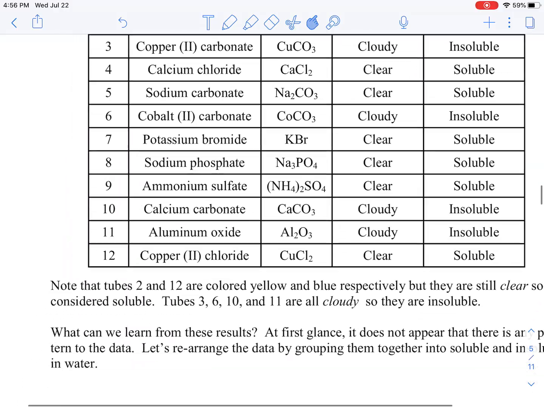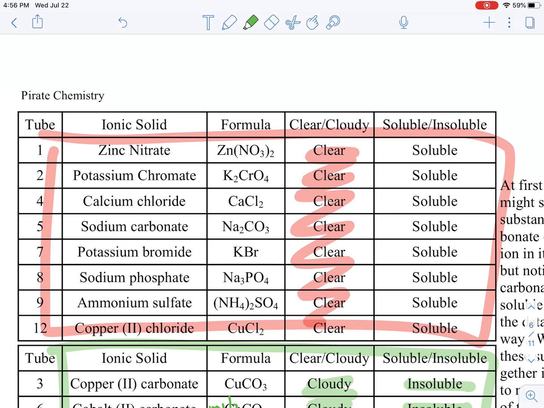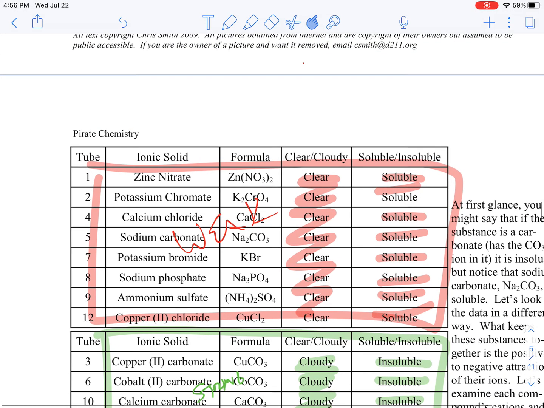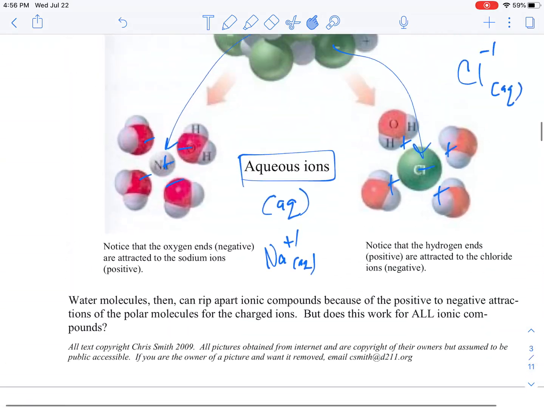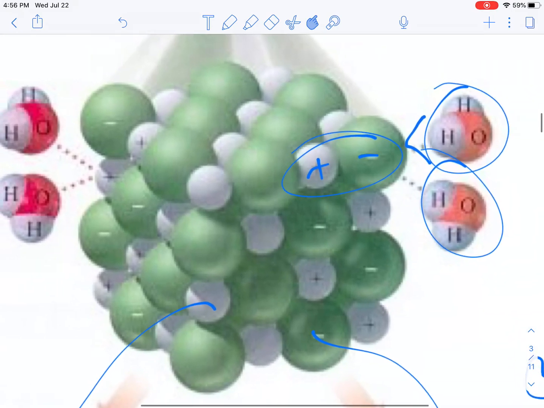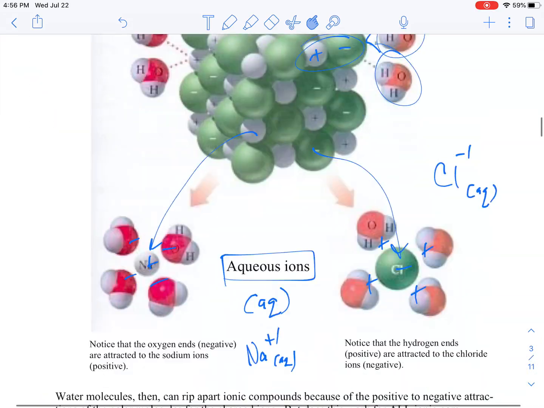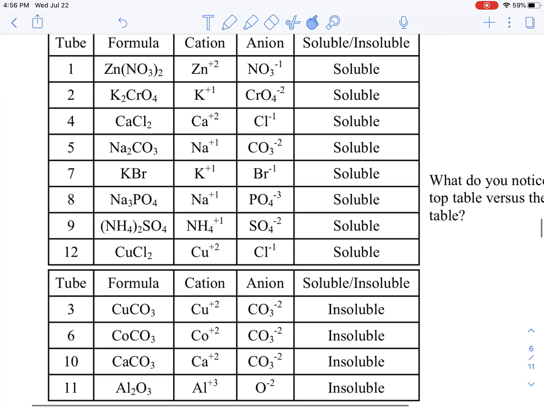So all of the other ones here are clear. And those ones that are clear are all of the soluble ones. And the soluble ones are all of the substances that are weak. They will be able to be ripped apart. Now, what is the only determining factor between each of these different substances? Well, what's the only real difference between ionic compounds? It's their charge and their size. Well, size is tough to tell, but charge is pretty darn easy. Let's check out their charges.